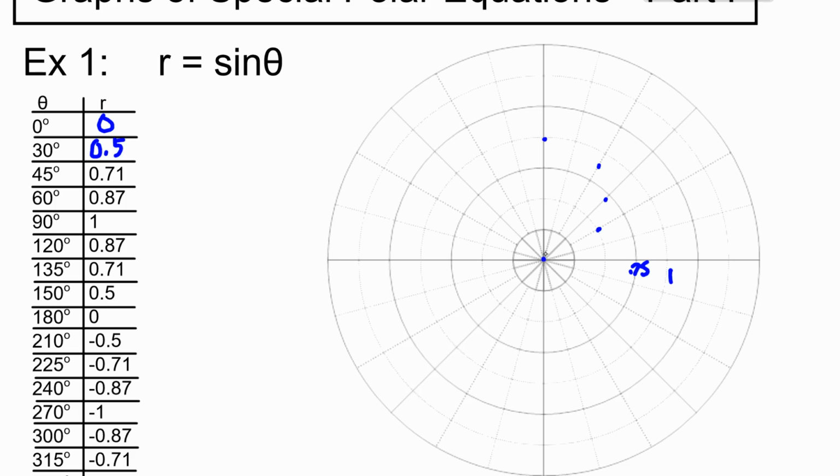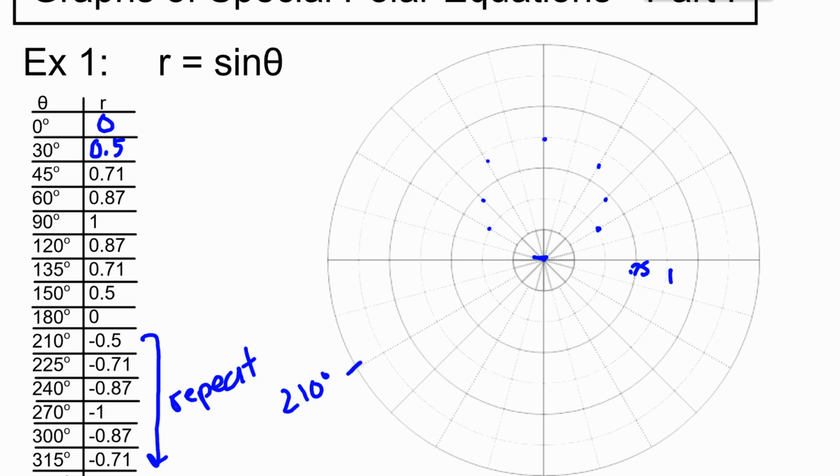And trust me, it's not going to take too much longer. 120 is going to be 0.87, right around there. 135 is going to be 0.71. 150 is 1/2, and 180 is 0. Then if you notice, as we graph the next point, 210, negative 0.5, 210 is right here, and negative 0.5 will get us right back to the second dot that we plotted. So there's going to be a lot of overlap. Basically, everything from here down is a repeat value, so we're not even going to bother graphing all those.